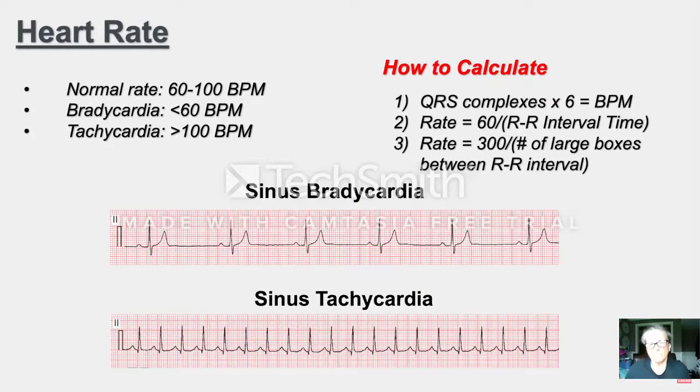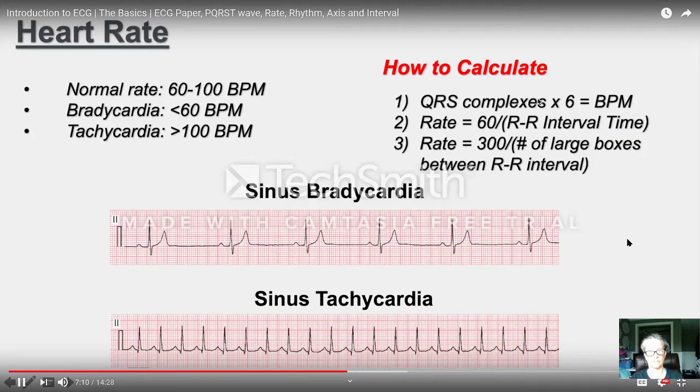And with regards to method 2, we can quickly do that as well. This is just an approximation: 1, 2, 3, 4, 5, 6, 7, 8, approximately 8 large boxes. Each large box is approximately 0.2 seconds. So that's 1.6 seconds. 60 divided by 1.6 comes to, again, 37.5 beats per minute. So they're all very similar.